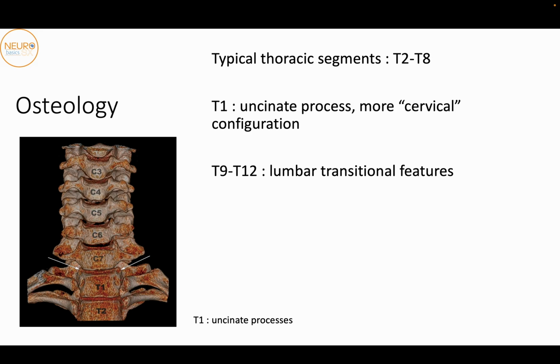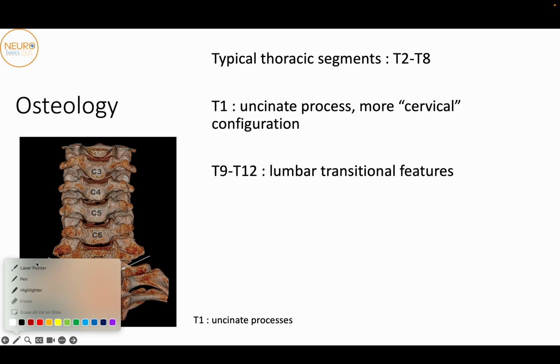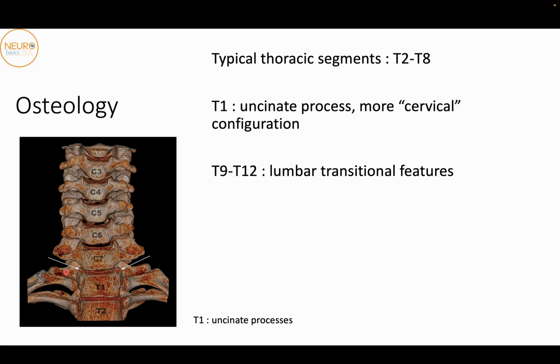Right. So coming to the osteology of these segments, actually only T2 to T8 are typical thoracic segments. Otherwise, the other thoracic segments are not exactly typical, even with the vertebral body. So only T2 to T8 are typical thoracic segments. The T1 segment, on the other hand, isn't exactly a typical thoracic segment. It's a little bit more towards the cervical vertebra, especially with the uncinate process. It also has the most cervical configuration. While from T9 to T12, you get a little bit of the lumbar transitional feature. So as we can see over here, these are the uncinate processes sticking out from the T1 vertebra, which should not technically be present here.